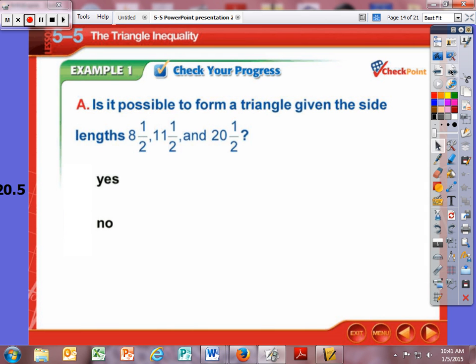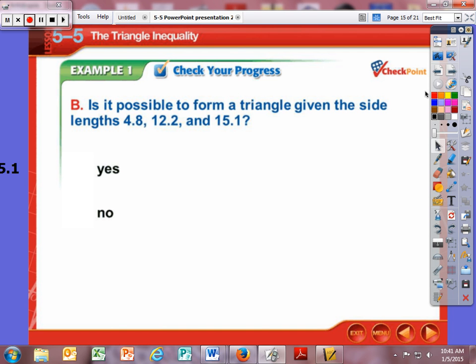You can pause the video here and try this one on your own. Okay, notice you have an 8.5, 11.5, and a 20.5. If you add together the two shorter ones, you're going to get 20. Because 20 is not greater than 20.5, we have to say no, this does not form a triangle.